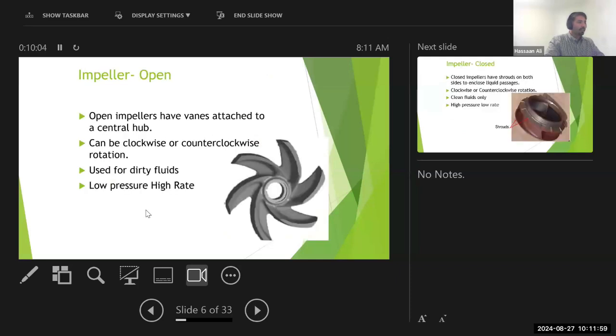The open type of impellers are usually used for the low pressure, high rate applications. They are more suitable for fluids which are very dirty, has a lot of abrasives, have a lot of sand, cement. And the reason for that is that just because the tolerances are not very tight in the open impeller, they do not get affected by the erosion and the abrasives very easily. They can impart energy to the fluid in both counterclockwise and clockwise manner.